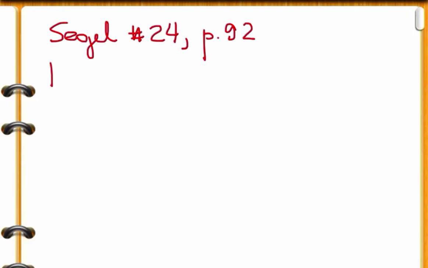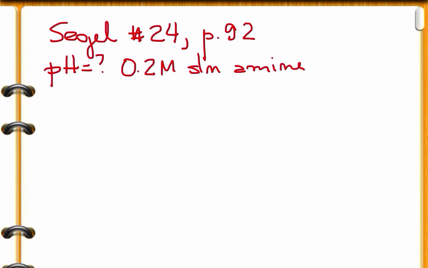And let's solve now problem 24 in page 92 in Segel's Biochemical Calculations. It asks to calculate the pH of a 0.2 molar solution of an amine that has a pKa of 9.5. pKa is 9.5.